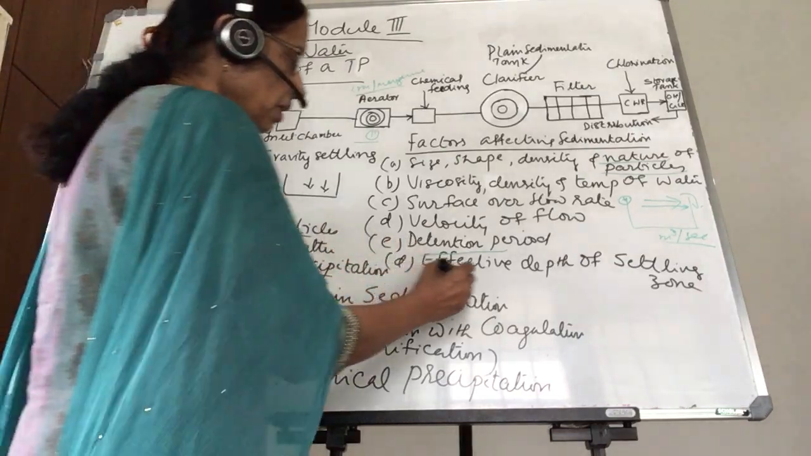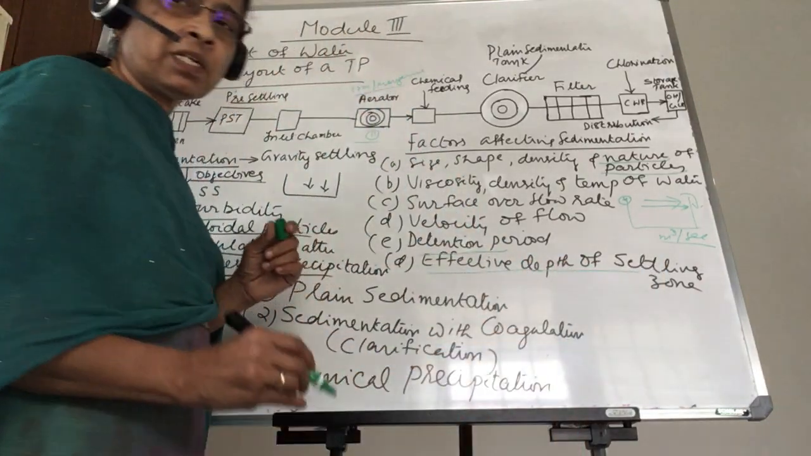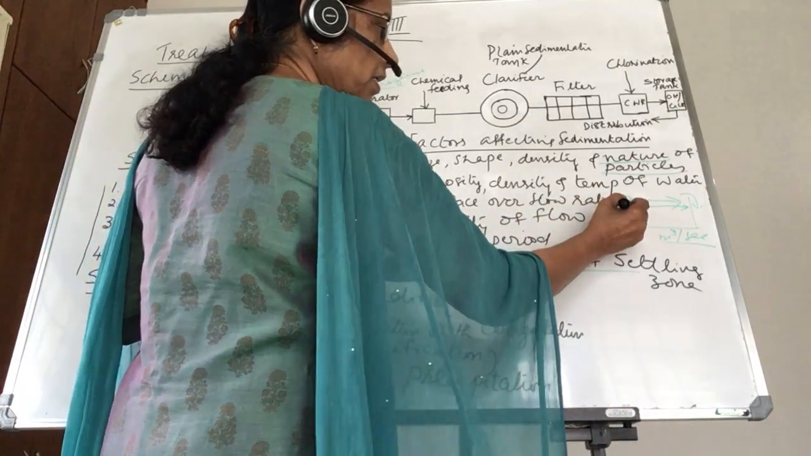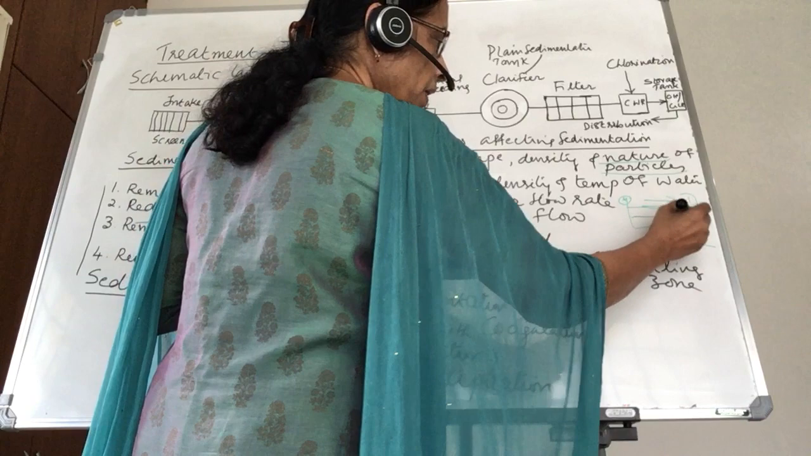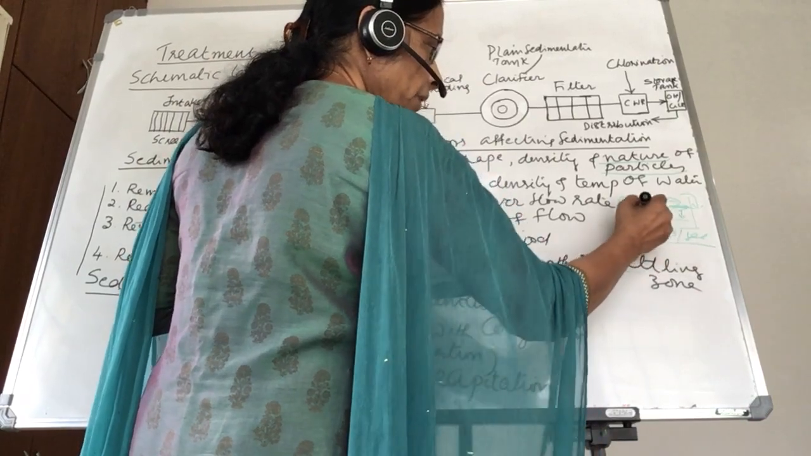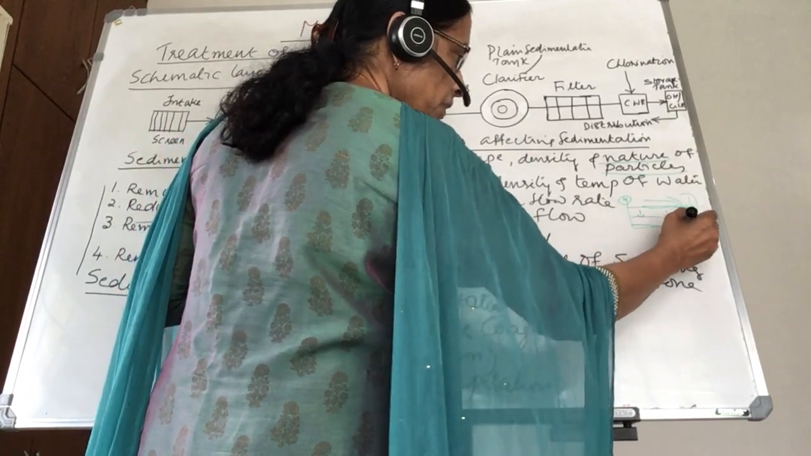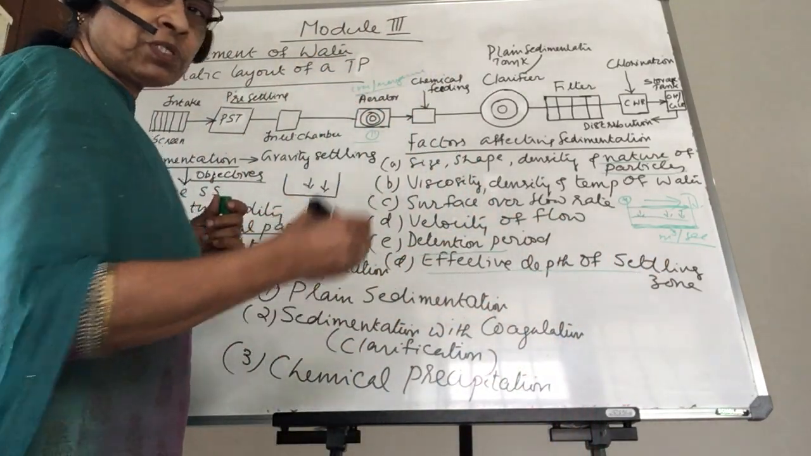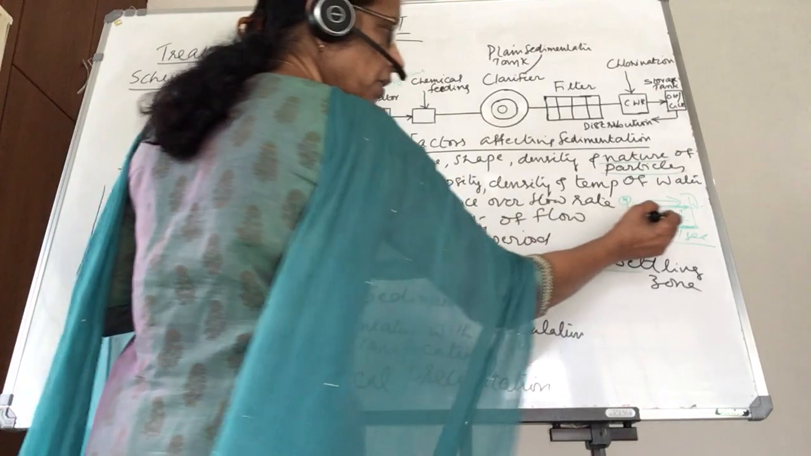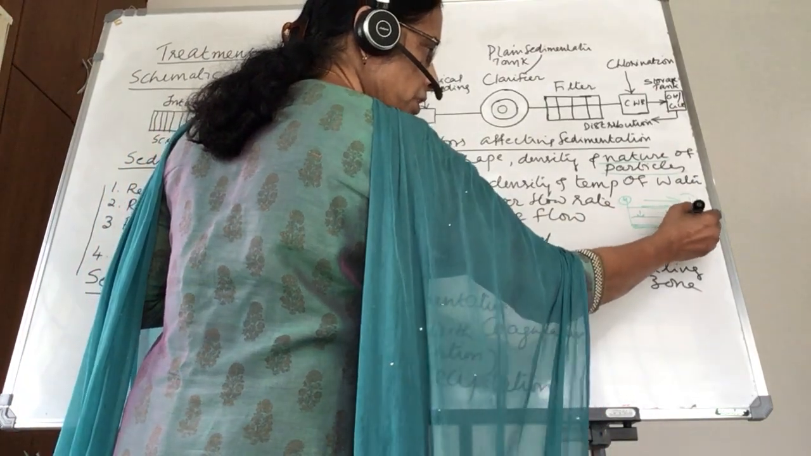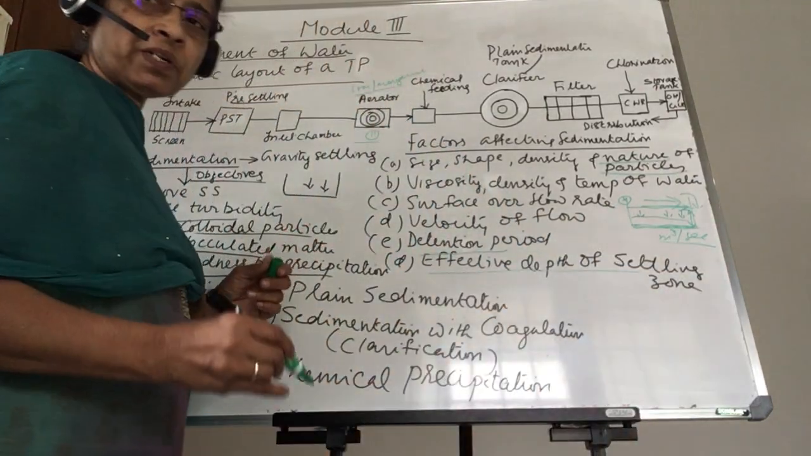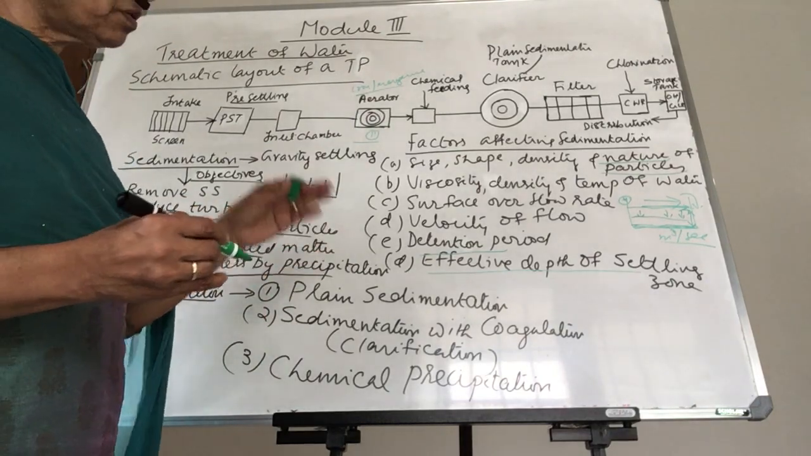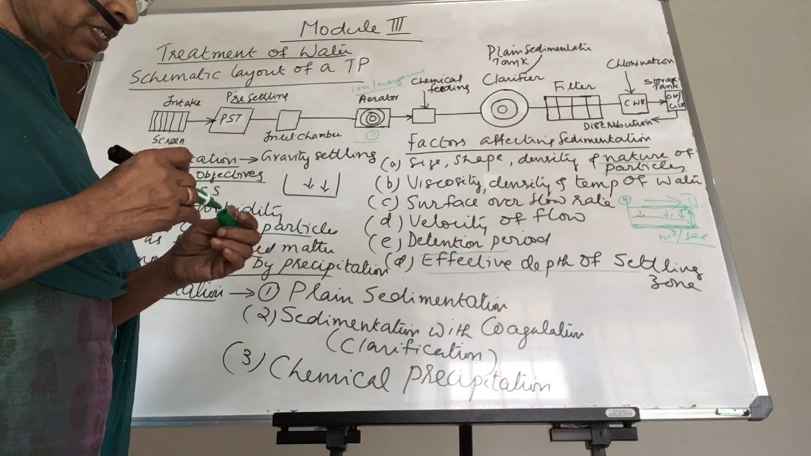Then the last one, the effective depth of settling zone. Effective depth of settling zone means, say this is a tank, the particle is settling, and here there may be already deposited particles. So then the effective depth of settling is this much only. This much only is the effective depth of settling. That we will learn, how to calculate the effective depth, etc.